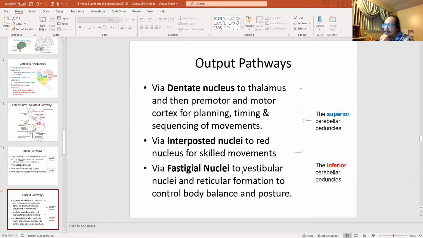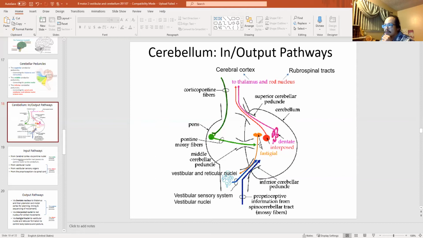The fastigial will go through the inferior cerebellar peduncle to the vestibular nuclei and the reticular formation. So that's right here, fastigial right here. So that's the input and output.